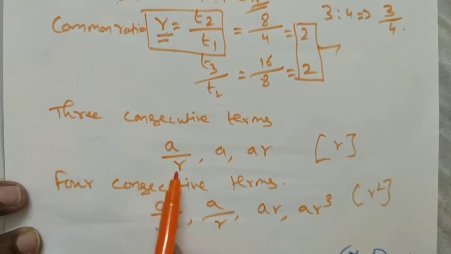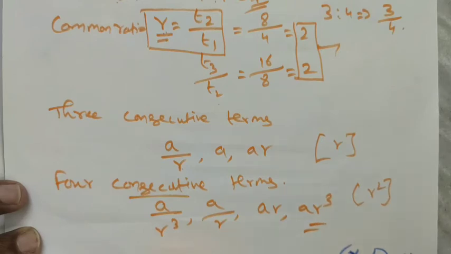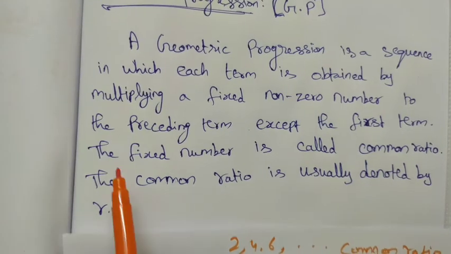So the 3 consecutive terms are A by R, A, AR, and then the 4 consecutive terms are A by R cube, A by R, AR, and then AR cube. This is the 3 and 4 consecutive terms, right? Next terms of the consecutive means next terms of GP. That is the form. Now we see the definition of geometric progression.